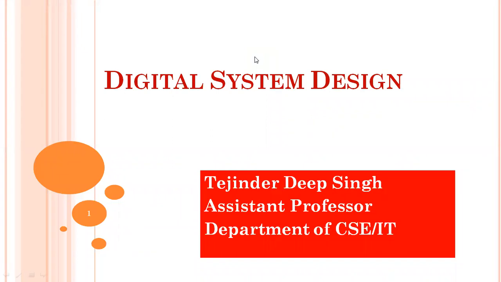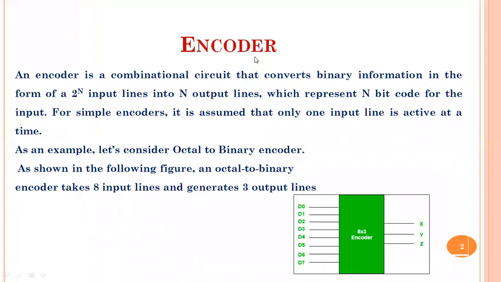Let's just discuss yesterday's topic first. It was encoder and decoder. Have you understood these encoders and decoders? Basically, an encoder is a combinational circuit that converts the binary information in the form of 2 raised to power n input lines into n output lines that represent the n bit code for the input.